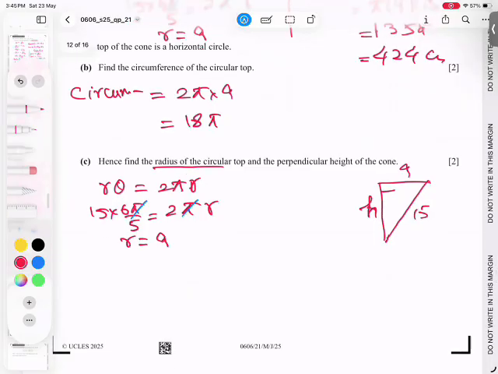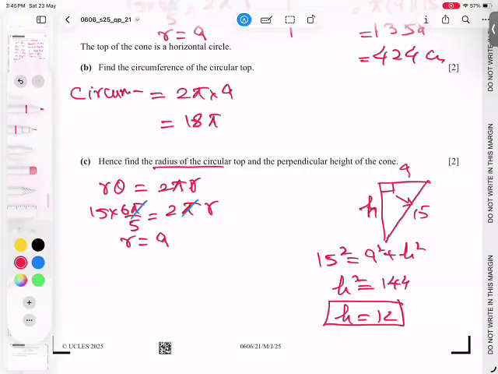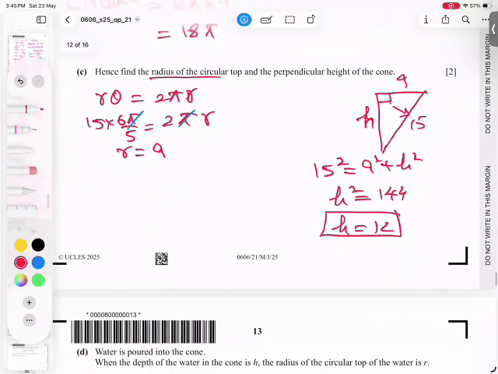So in front of 90 is a hypotenuse, so 15 squared equals 9 squared plus h squared. And if I check it, 15 squared minus 9 squared is giving 144. And the root of 144 is 12. So I hope the concept is very clear now.